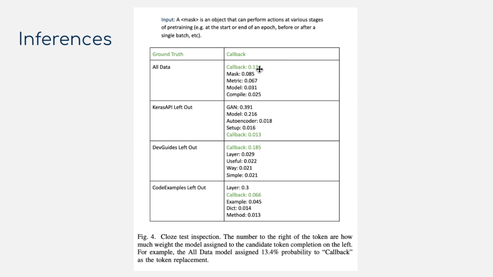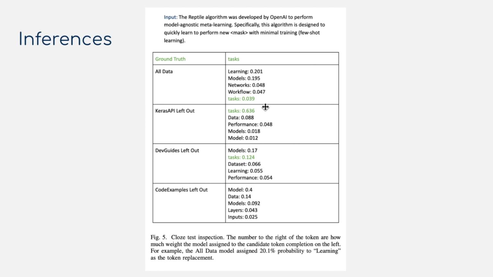In this case, we test its knowledge of the callback function within these Keras models, and then we also test a more specific thing where it doesn't perform as well. In this case, we're looking into a very specific inference within the deep learning literature itself. The Reptile algorithm was developed by OpenAI to perform model-agnostic meta-learning. Specifically, this algorithm is designed to quickly learn to perform new [MASK] with minimal training, few-shot learning. So as humans studying deep learning, we can probably infer that it means new tasks because of the few-shot learning context. This is another example of how the BERT bidirectional context of having the left context and the right context may help with these kinds of completions as well.